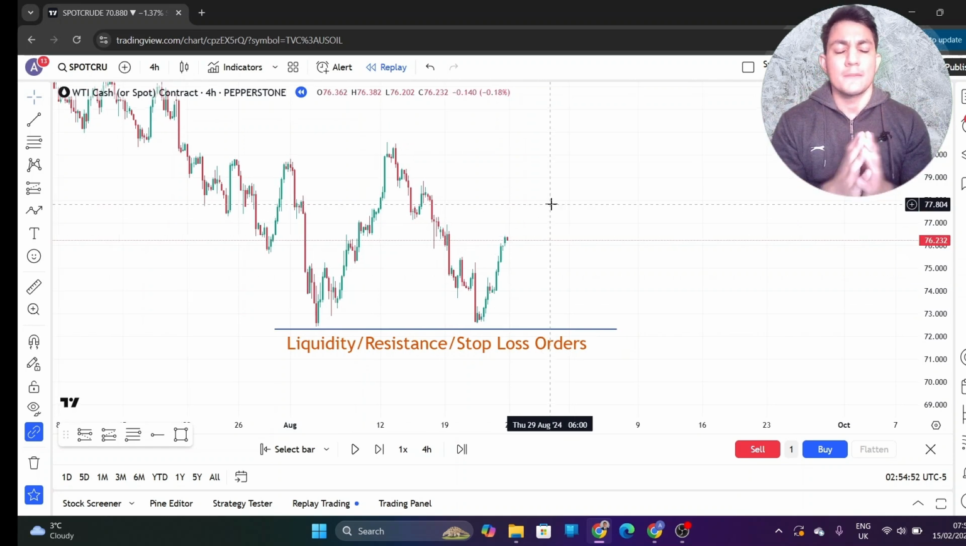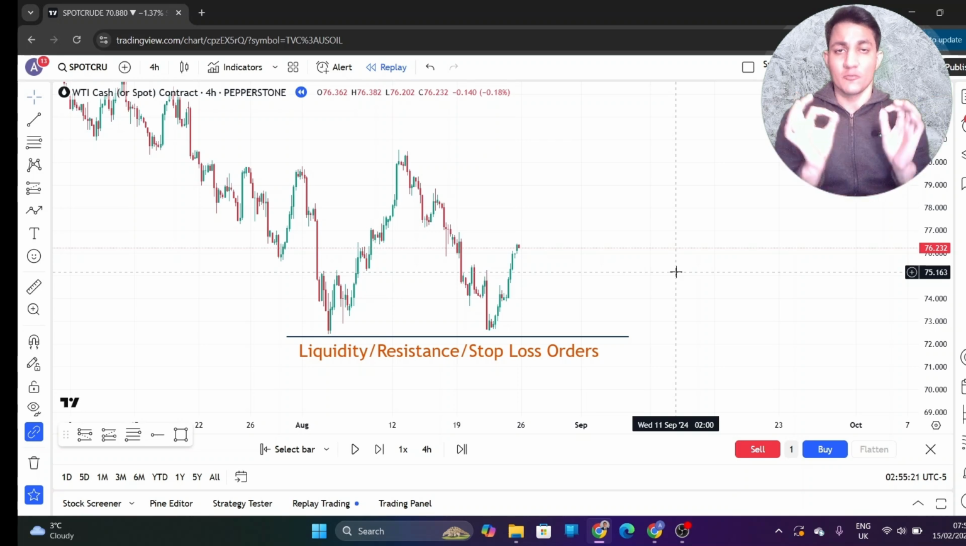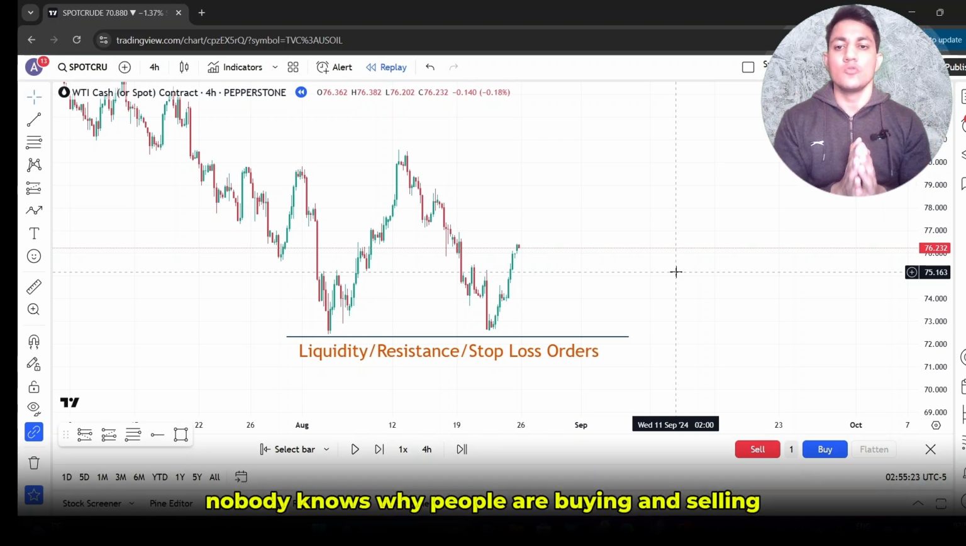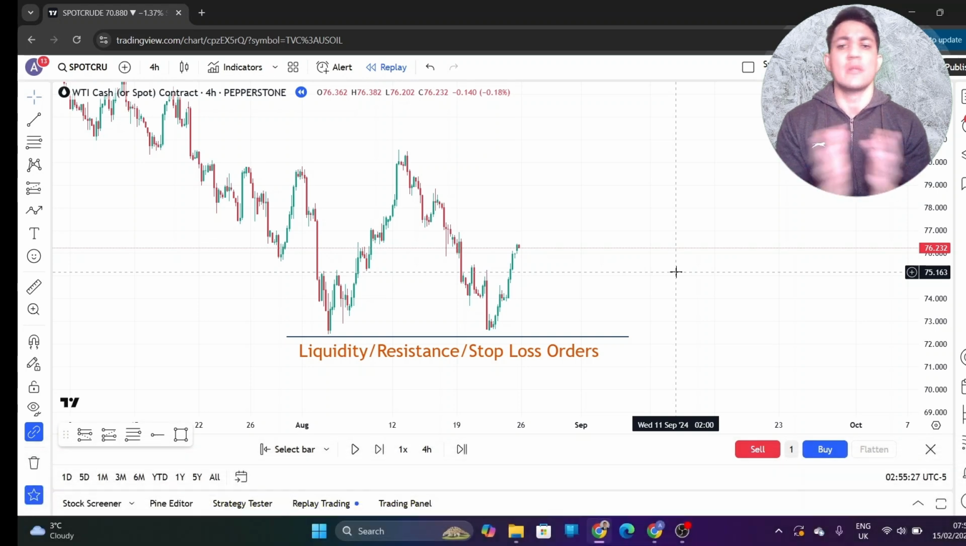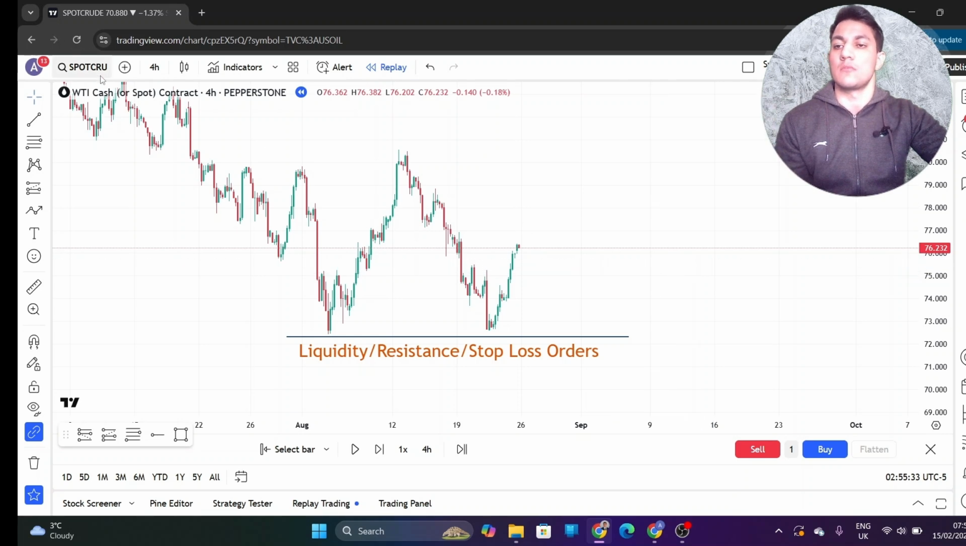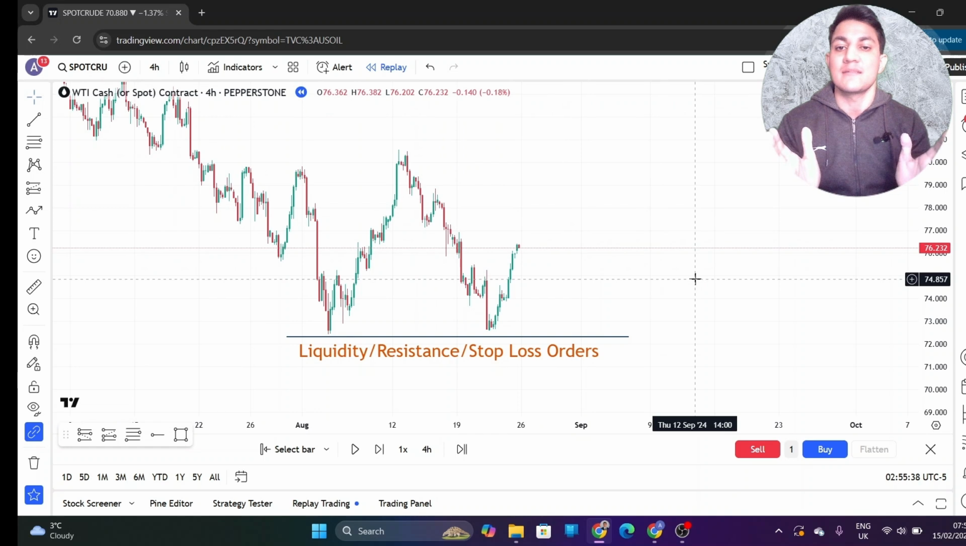Now, the reason it does that is because, and this is the reality of trading, nobody knows why people are buying and selling. Anyone who says they know because it's gone below the EMA, that's why people are buying, they're lying to you. No one knows why Goldman Sachs is buying or selling crude oil, or why JP Morgan wants to short crude oil. We have no idea why people are buying and selling, people are hedging.